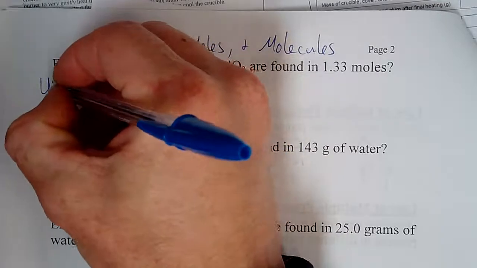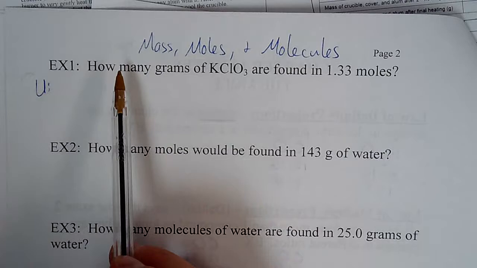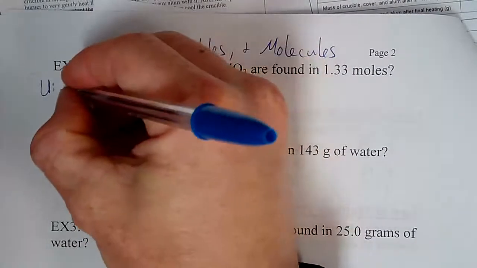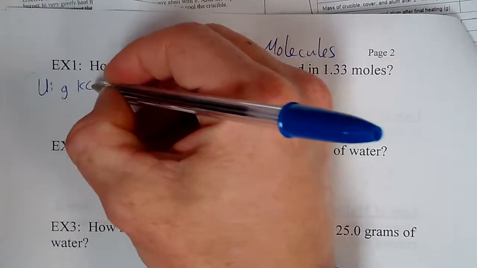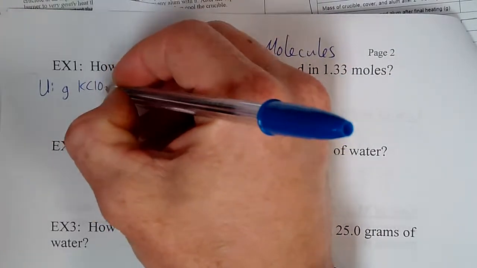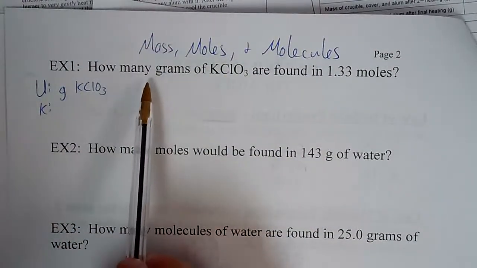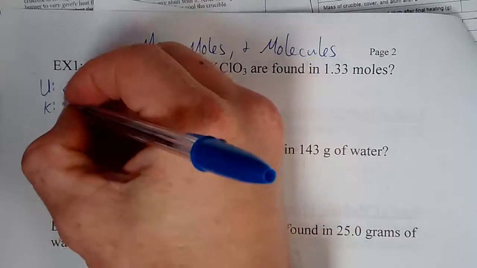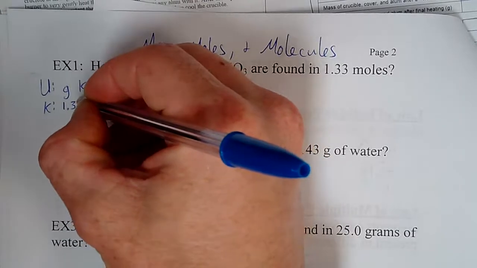All right, so the unknown here, what do we want to know? What do we want to find out? Grams of KClO3. So we're looking for the mass of the KClO3. So let's look at what information they give us. They tell us that we have 1.33 moles. So that's our known.